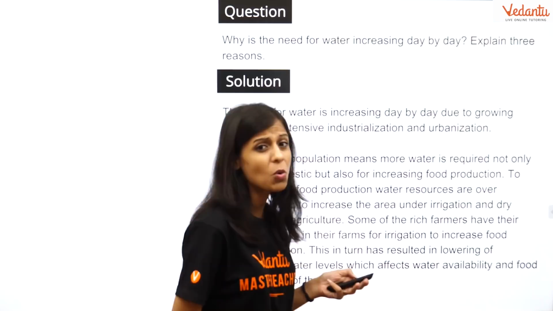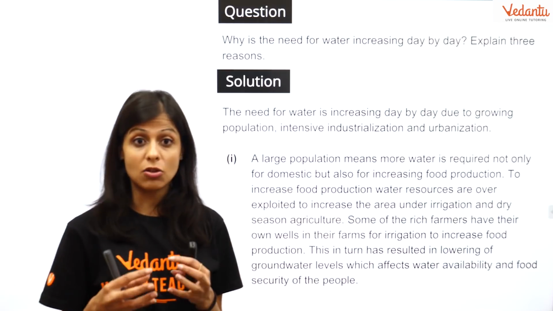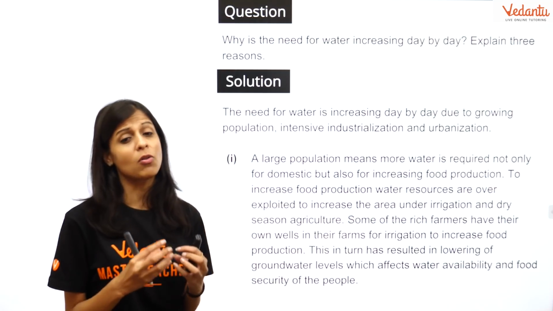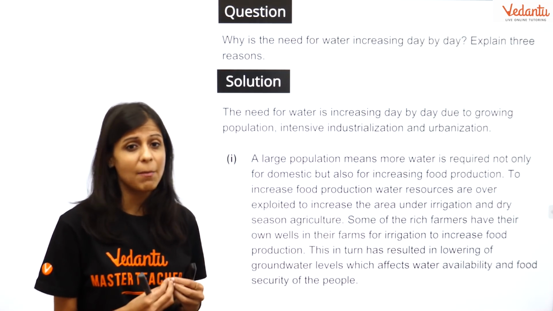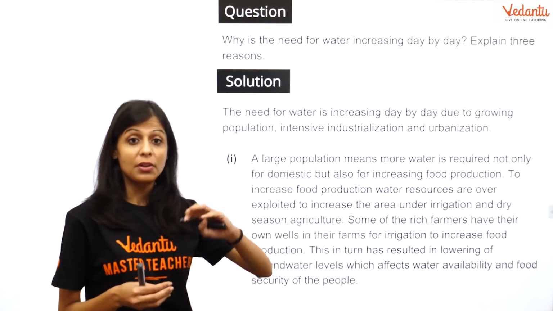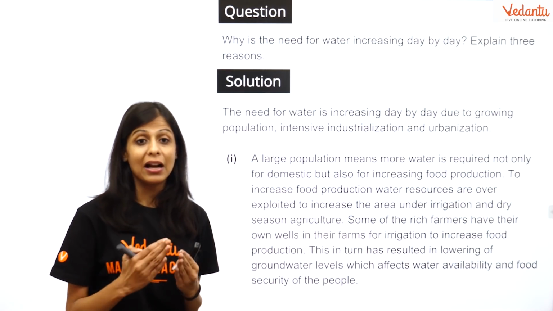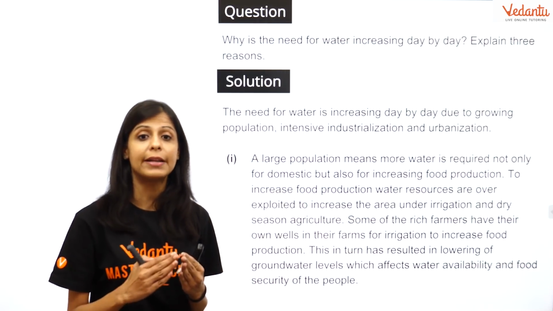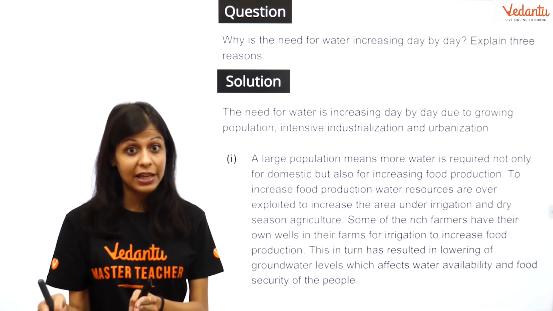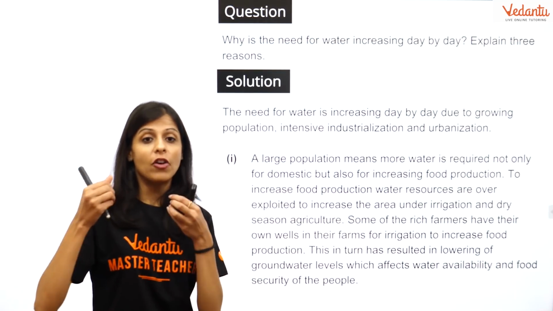Jumping on to the next question, why is the need for water increasing day by day? Explain 3 reasons. Of course, water is a very scarce resource, and we are utilizing this resource without channelizing it, not realizing the insufficient amount of water or the crisis that we would be facing in the coming days. Because the population is increasing, not only drinking needs are related to water, but also the day-to-day activities. So not only for domestic use, but also to feed that increasing population, you need water as a resource, to increase the food production through irrigation facilities.